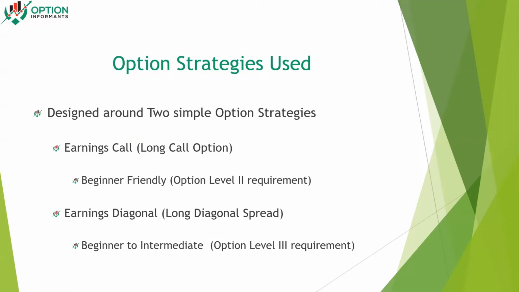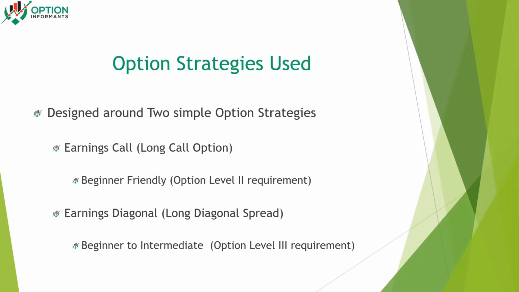So yeah, I'm getting excited. So let's get through this. We can jump on the platform and see a couple different trades. But again, we're only using 2 strategies. So EarningsBot only provides you 2 different strategies. One is just a long call option, right? And we'll get into definitions in a second. And then the second one is the earnings diagonal.